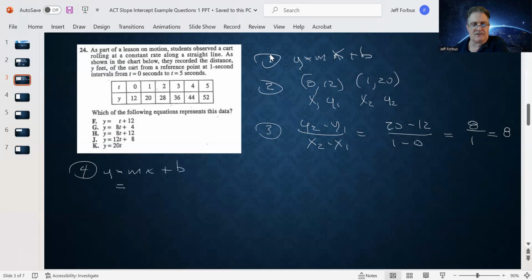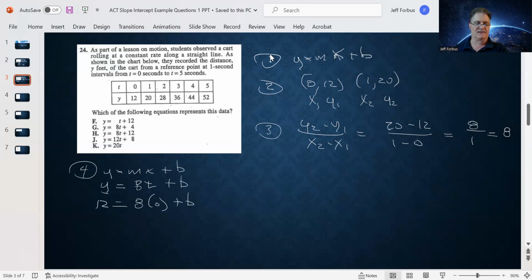And let's fill in our slope. We know it is 8. Well, they're using the letter T here. I'm using x, but I'll change it to t, plus b, that's equal to y. Now, let's take one of the points. Let's just take (0, 12). So let's make t 0, and we'll make y 12.